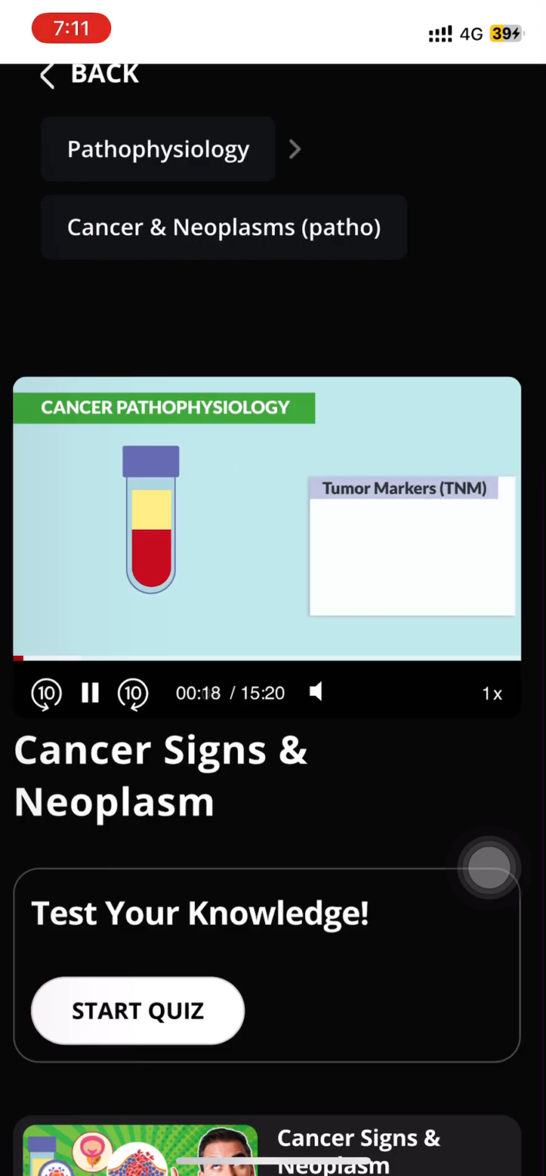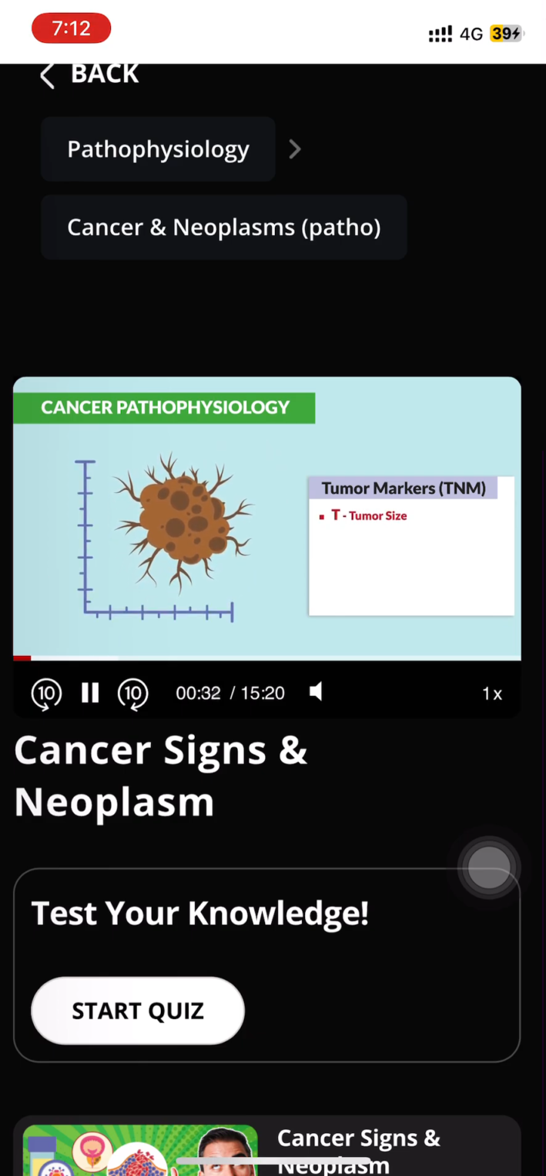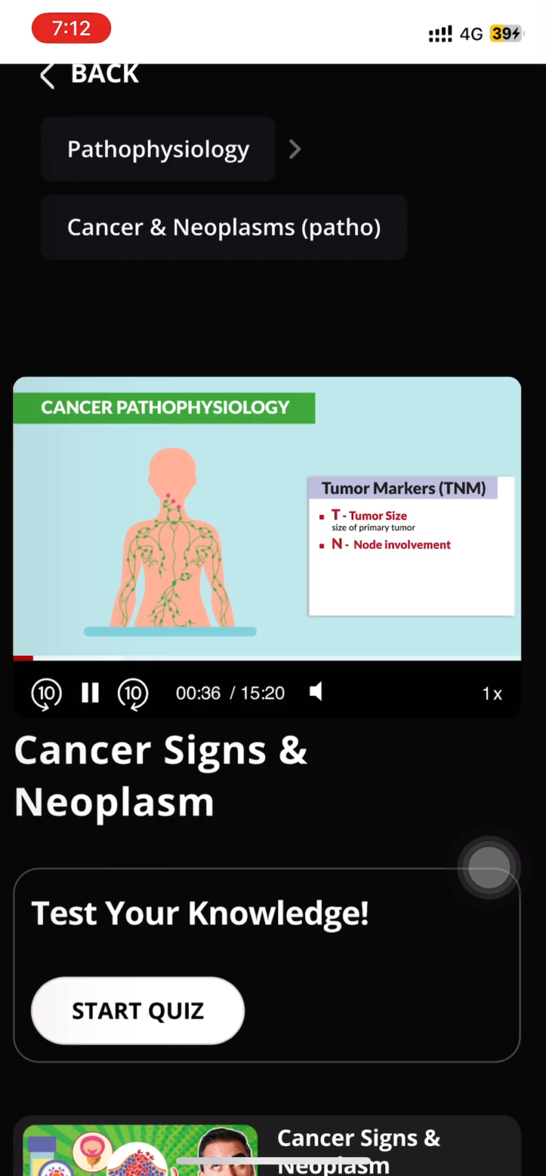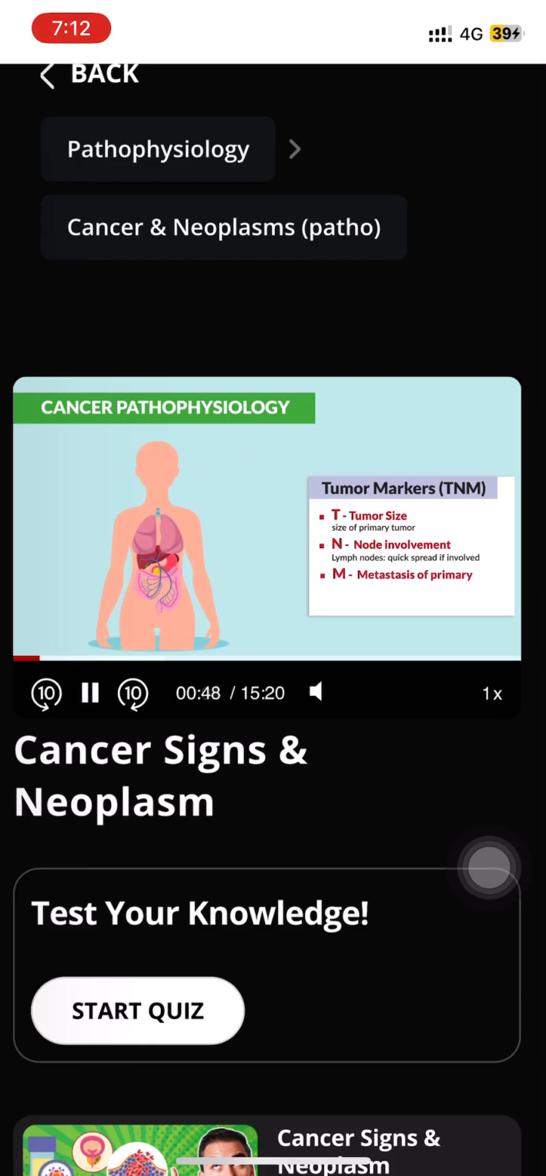So starting with tumor markers, also called TNM. This is a system used to describe the amount of cancer and also its spread or metastasis within clients' bodies. The T is for tumor size, the size of the primary tumor. N is for node involvement, including the lymph nodes. This typically means a bad sign, because if cancer spreads to the nearby lymph nodes, which I call the highways of the body, it metastasizes or basically spreads very quickly.